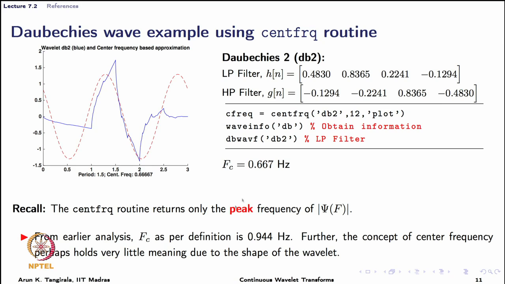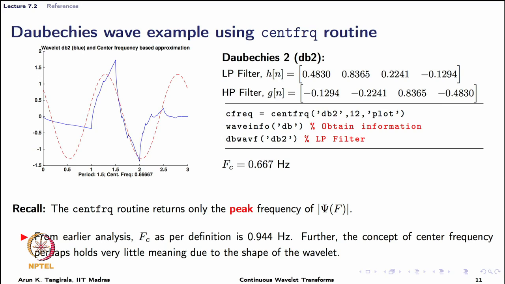Finally, let us look at the dB2, for which we had calculated the peak and center frequency, and we found that there is a considerable difference, and the center frequency was the more appropriate choice there. So, here the CENT-FRQ once again calculates dB2. The second argument refers to the number of iterations over which it computes the Daubechies 2 wave, and the center frequency is nothing but the peak frequency. So, the ideal name for this routine should have been peak FRQ rather than CENT-FRQ, because it really computes the peak frequency and not the center frequency.